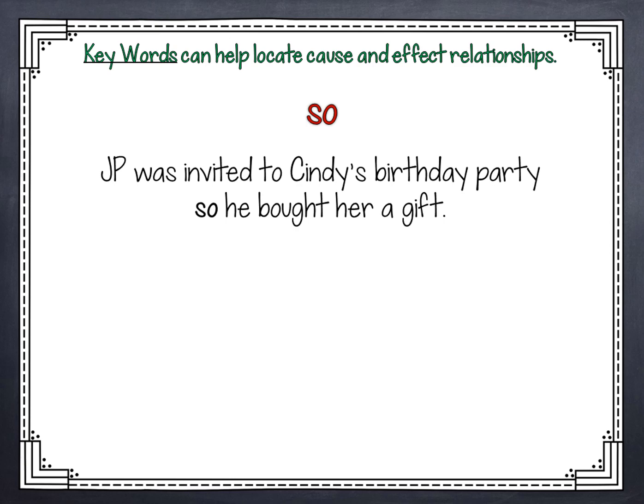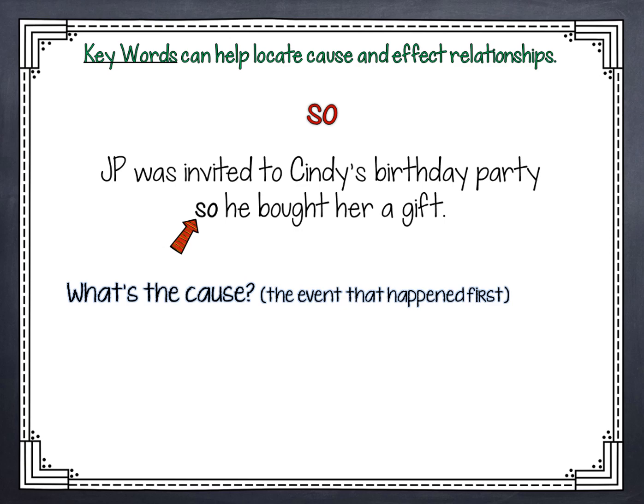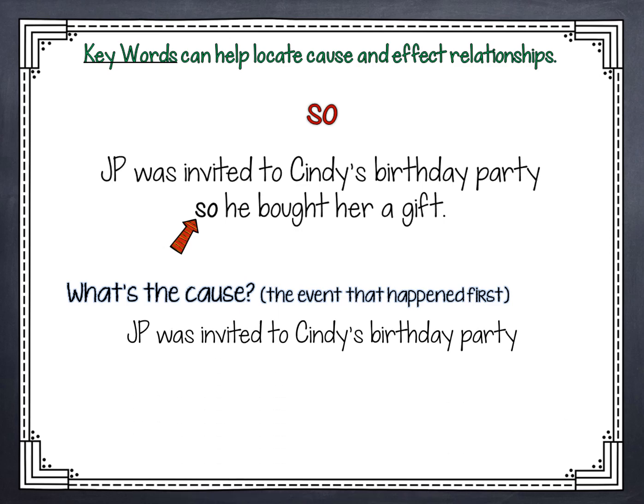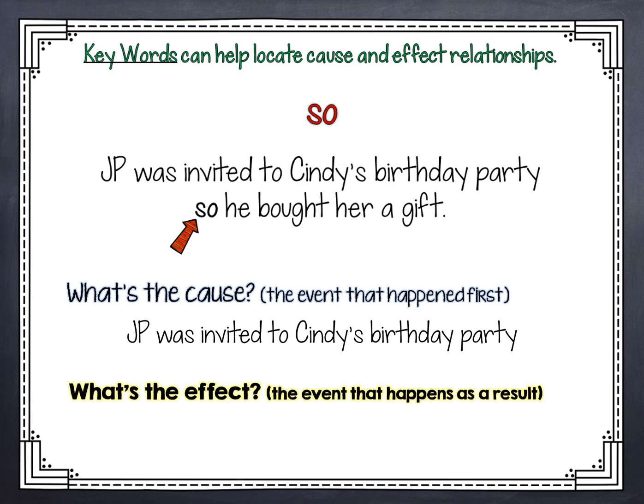So is another key word. JP was invited to Cindy's birthday party, so he bought her a gift. What's the cause? Think about the event that happened first. Right, JP was invited to Cindy's birthday party. So what was the effect? What was the event that happened as a result? He bought her a gift. Good.